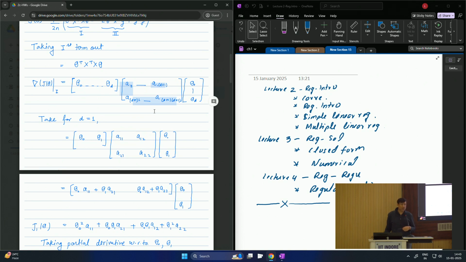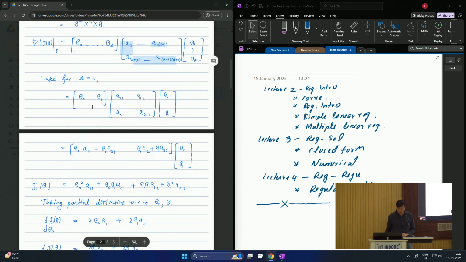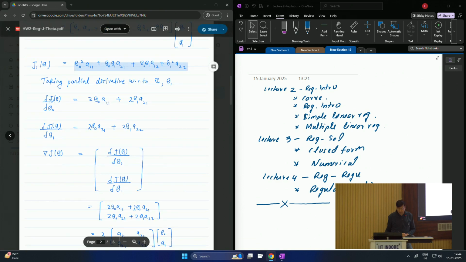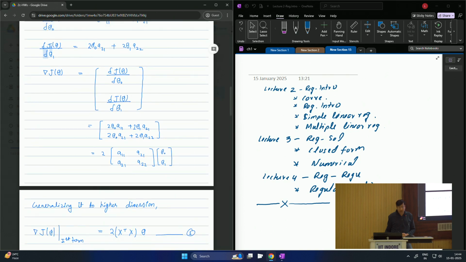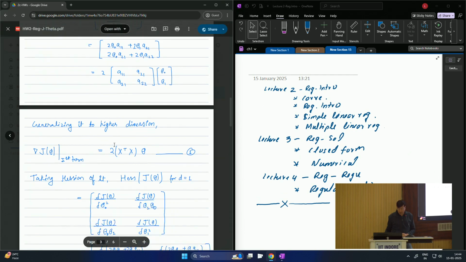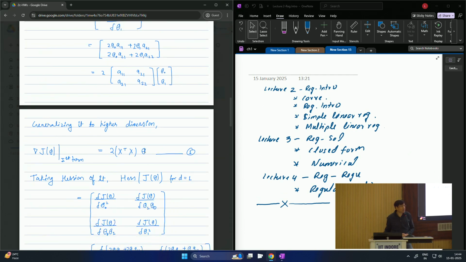You can prove this generally also by using induction. But we are skipping this for the class. So assuming that you got theta naught, theta 1, a 2 cross 2 matrix in this, you expand it, you'll end up with this. Then you take partials with respect to theta naught and theta 1, put them in a column vector format, solve it a little bit, and you end up getting twice of x transpose x.